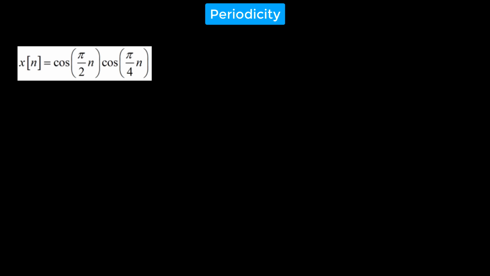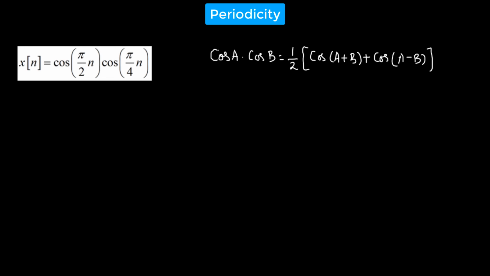So here in this question, we have a discrete time signal x of n given by the product of two cosine functions with the arguments pi over 2 n and pi over 4 n. First we have to do some trigonometric manipulation. We are going to use an identity that the product of two cosine functions, cos a and cos b, can be rewritten as half the sum of cosine of a plus b plus cosine of a minus b. So we're going to use this identity.